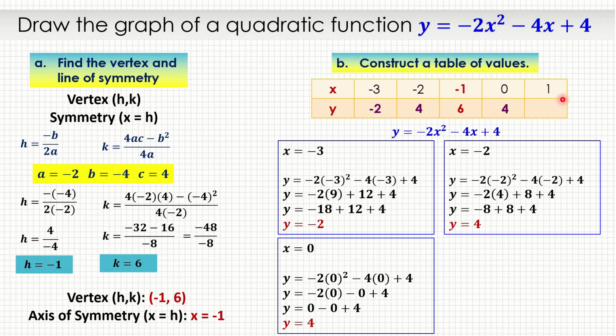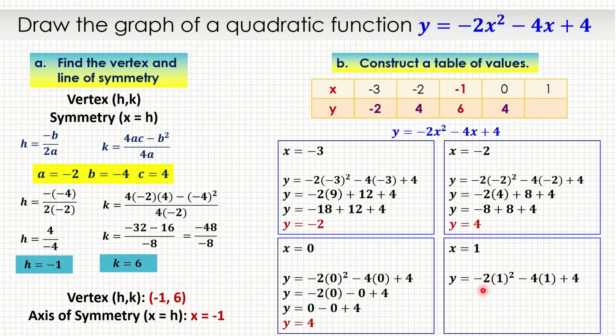For the last one, if x is equal to positive 1, substitute it to our equation. So we have negative 2 times 1 squared minus 4 times 1 plus 4. Simplifying that, it will be negative 2 times 1 minus 4 plus 4, which is equal to negative 2 minus 4 plus 4. And that is equal to negative 2. Therefore, the last value of y is equal to negative 2. So, we are done with the first step and the second step.